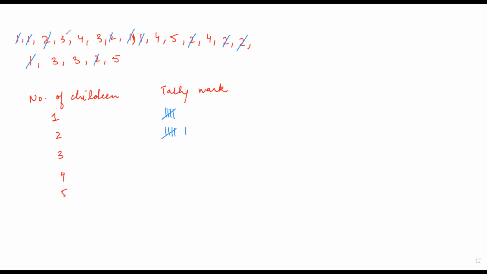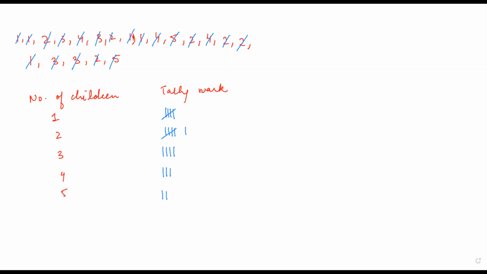Now three. So your first three, tally, then second, tally, and then here, one tally, three, another tally, right? Now four. The first four here, then four, tally, then four, tally. Now come to five. So you can see five, one tally, then another five, one tally.